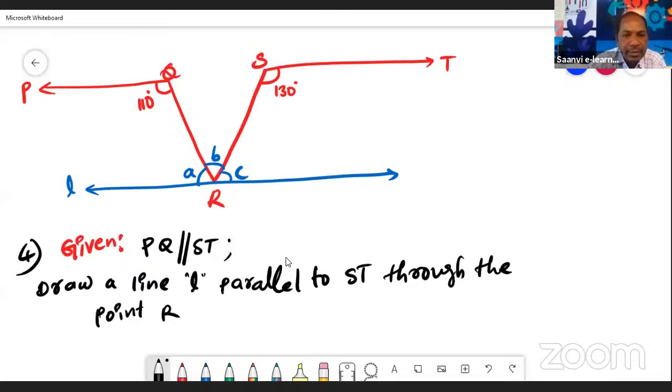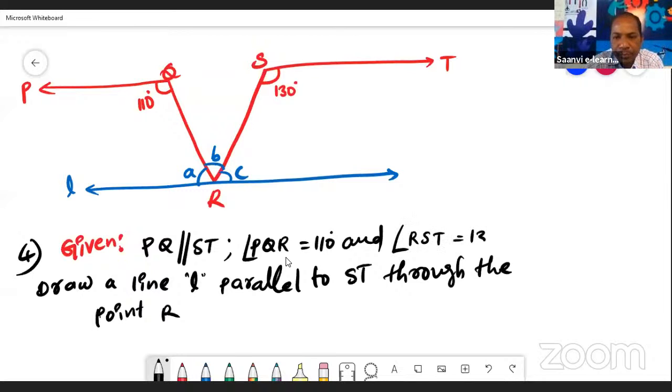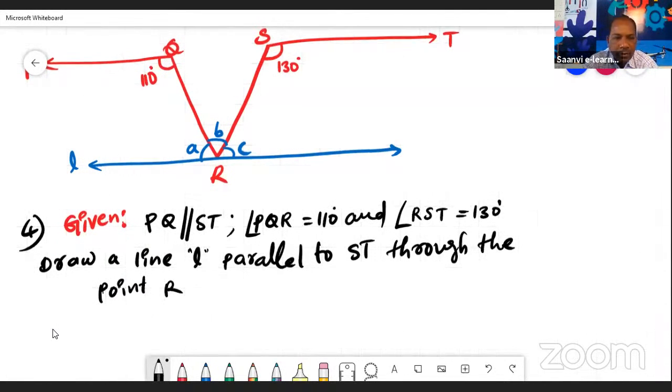Here PQ parallel ST given, and angle PQR is equal to 110 degrees given, and angle RST is equal to 130 degrees given. So this is the given information in the question. Again, what he said, draw a line L parallel to ST through the point R. Okay, we drew the line L parallel to ST through the point R. So here we have got three angles when we draw a line parallel to ST. So now observe the figure.